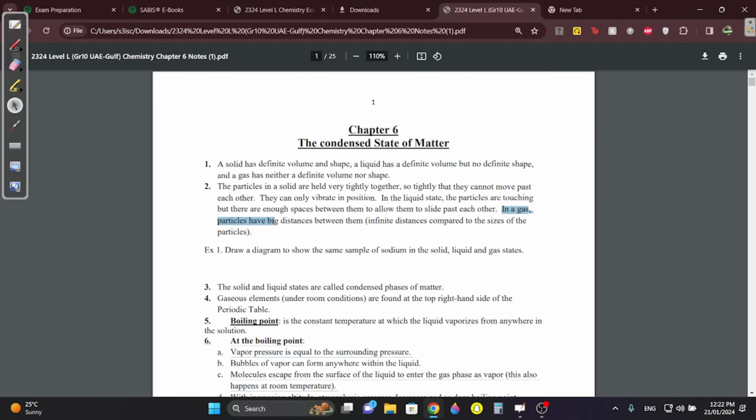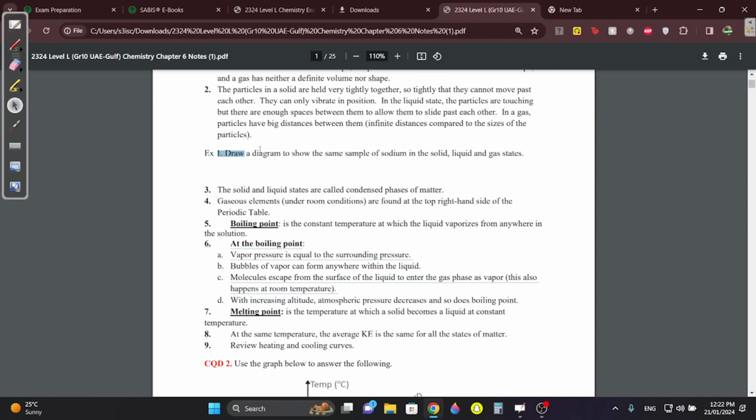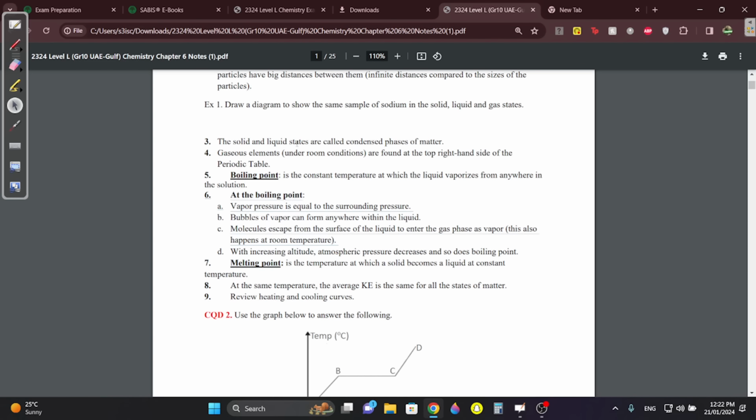In a gas, particles have big distances between them. That's why they expand. They have infinite distances between them. This is not important. Three.